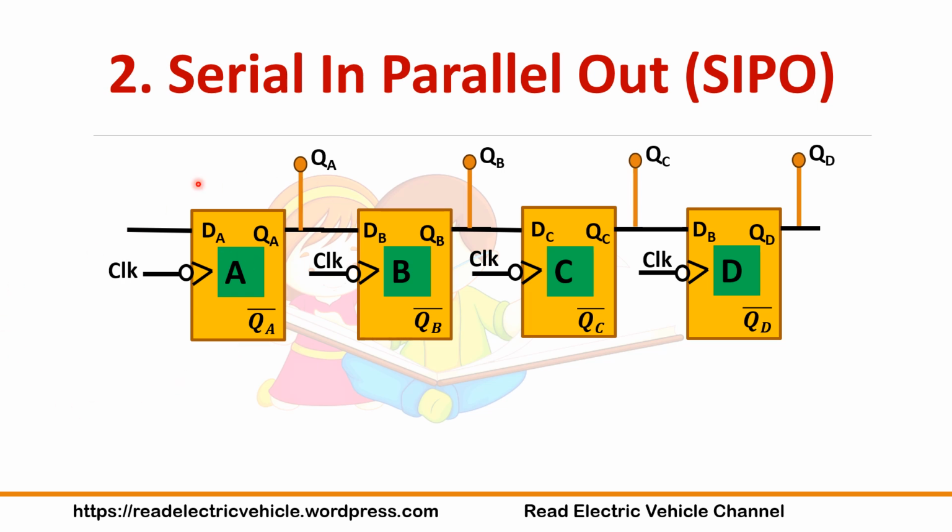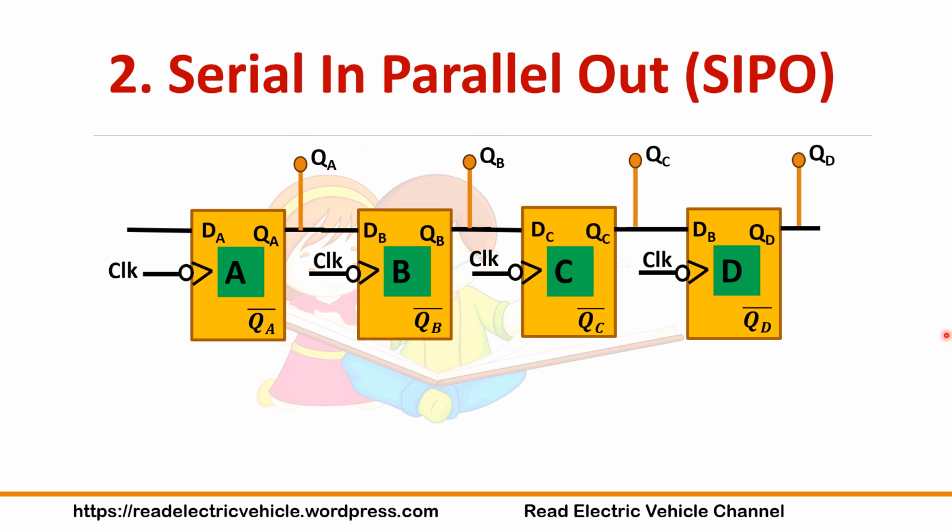Let us see the operation of serial in parallel out shift register. So here I have taken a D flip-flop, same connection. Input is given to the first flip-flop. The output of first flip-flop should be connected to the input of the second flip-flop. So QA will be connected to DB, QB to DC, QC to DD, and output will be coming out here. So this is parallel out. Parallel out means all the outputs are taken out.